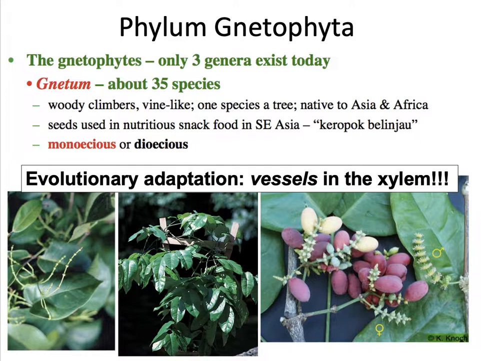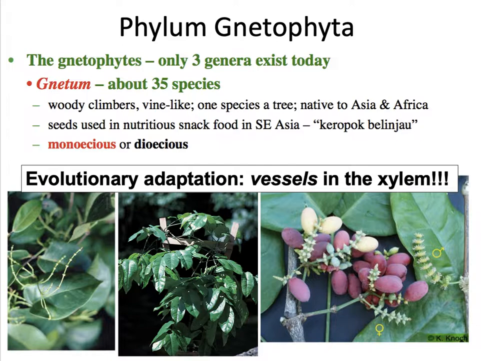And our final phylum is the Gnetophyta. And the gnetophytes include just 3 genera that are left on our planet today. The first is the genus Gnetum. There's about 35 species worldwide. They're usually only found in tropical regions, places like Southeast Asia and Africa. These members of the genus Gnetum tend to be woody climbers and vine-like, but there is one tree species.